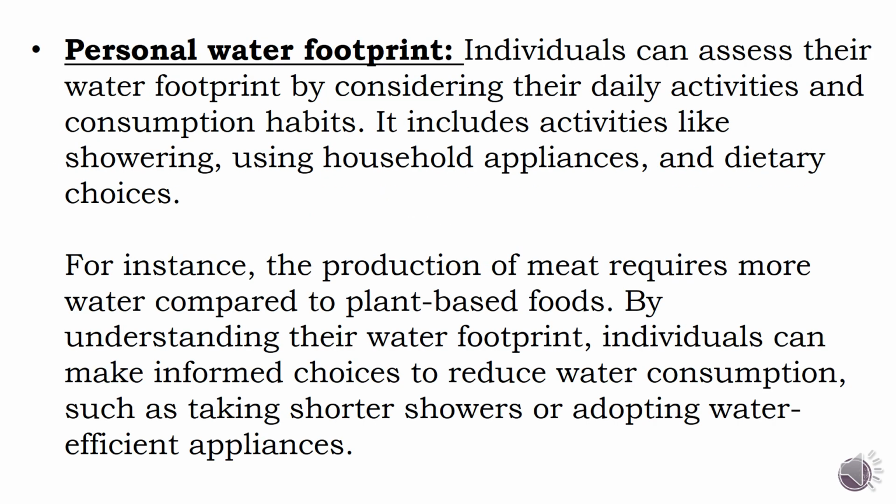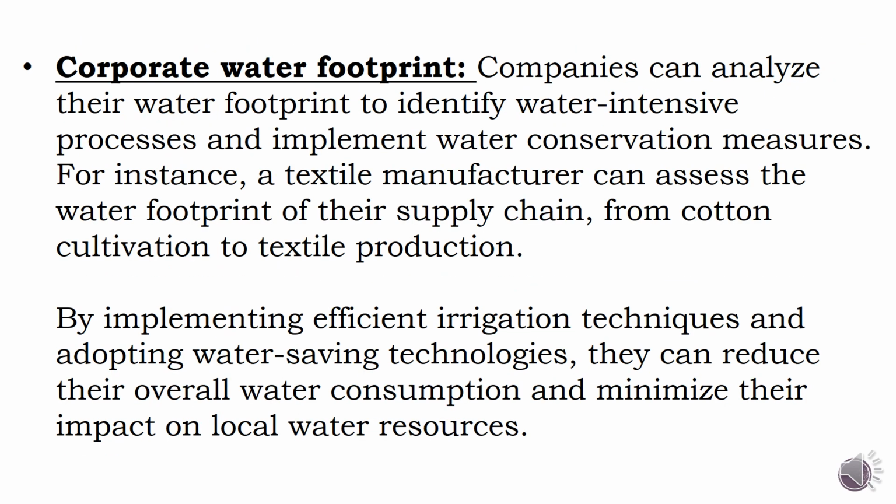The very first example is personal water footprint. Individuals can assess their water footprint by considering their daily activities and consumption habits. It includes activities like showering, using household appliances, and dietary choices. For instance, the production of meat requires more water compared to plant based foods. By understanding their water footprint, individuals can make informed choices to reduce water consumption, such as taking shorter showers or adopting water efficient appliances.